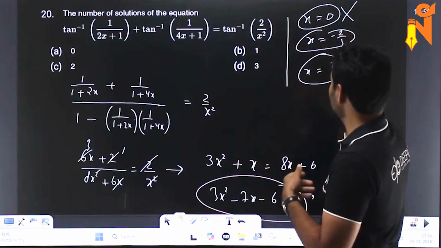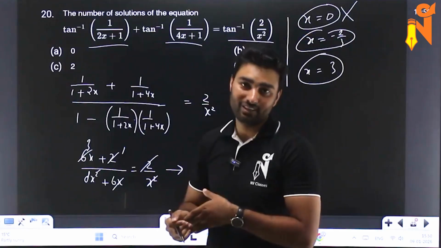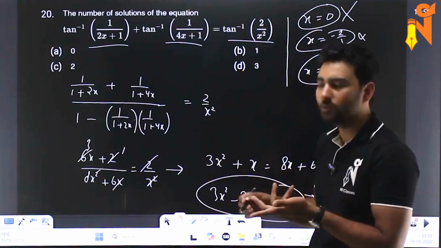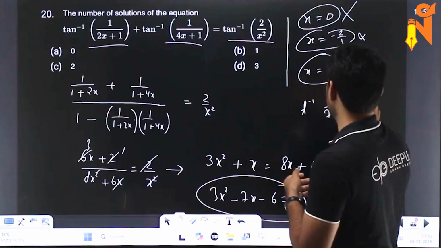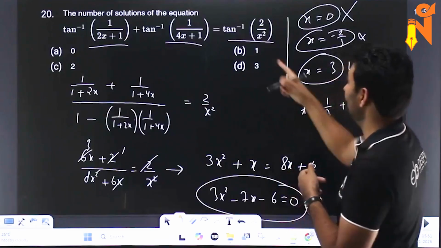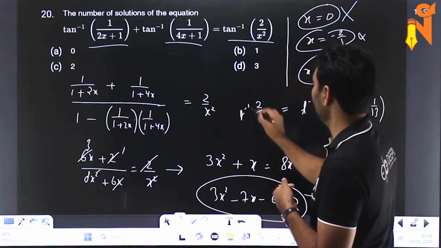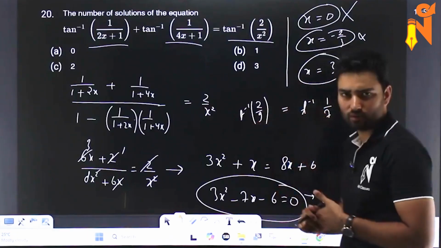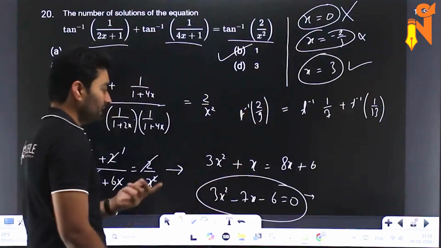Minus 2 by 3 is also wrong. Why? Because this will become negative. This is positive. Okay, this is also wrong. 3 is the only answer which is correct. Sir, how do you know? Obviously, put here, check. Tan inverse of 1 by 7, right? Plus tan inverse of 1 by 13. And here tan inverse of how much? Tan inverse of 2 by 9. Right? So when you apply the formula tan inverse of x plus tan inverse of y, you will get this value. Okay, so this is correct. Nice. So the number of solutions is only 1. Okay, only 1 is correct.